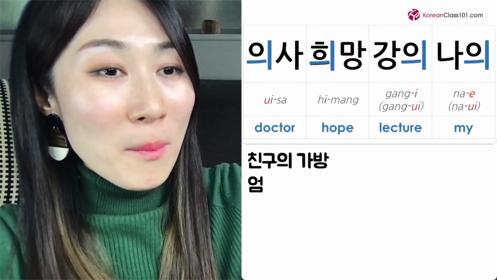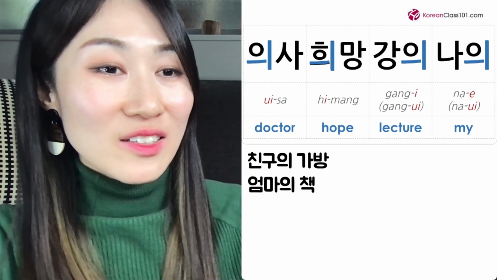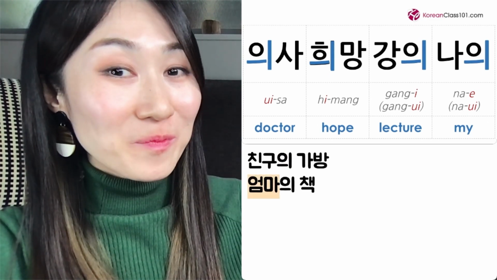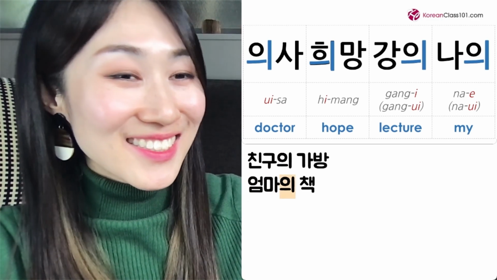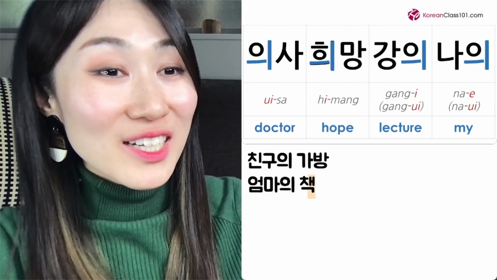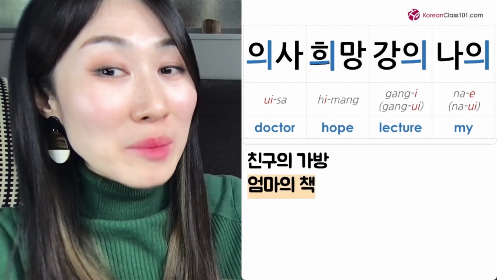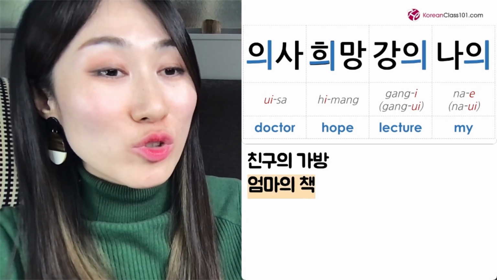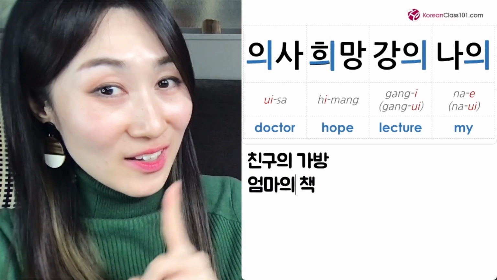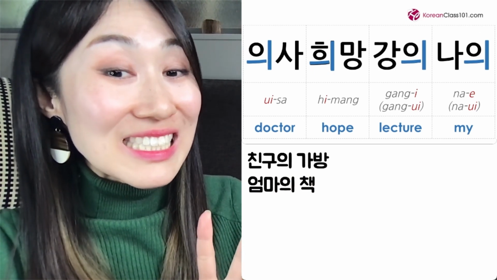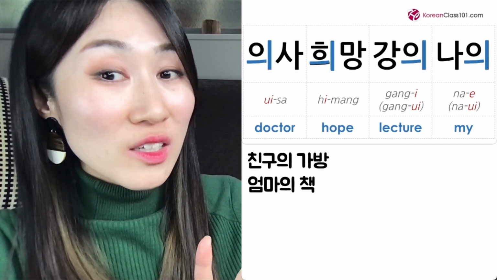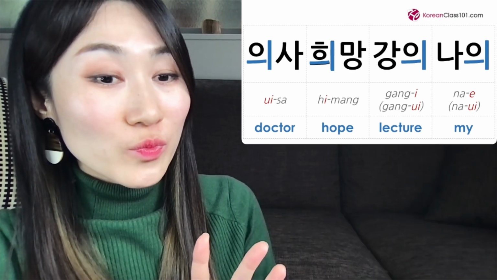Or 엄마의 책. 엄마 means mom, and 의 is a possessive marking particle. 책 means a book. So 엄마의 책 means mom's book. Mom's book. 엄마의 책. Did you get it? So we learned a lot about 의, but let me quickly review it for you.